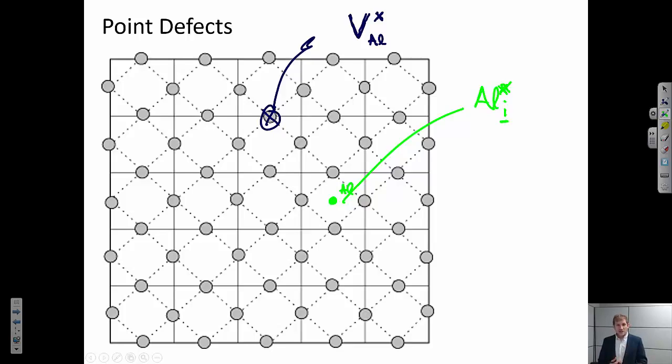The third kind of point defect that we would see would be a substitution. So again, let's say this is a lattice of aluminum atoms, but this atom here is not aluminum. Let's say this is copper. So the notation for this is going to be written as such. So again, a copper atom is sitting on an aluminum site, and the net charge is neutral. So these are the three different kinds of point defects. We have vacancies, we have interstitials, and we have substitutions.